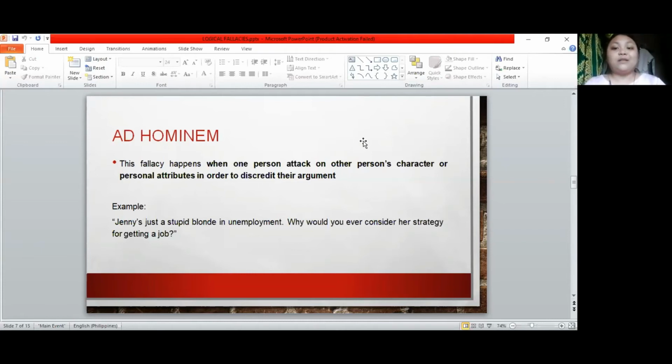Why would you ever consider a strategy for getting a job? In this situation, the girl does not dwell directly on the argument, which is about the strategy in getting the job. Instead, she attacked Jenny personally by saying that she is a stupid blonde in unemployment.